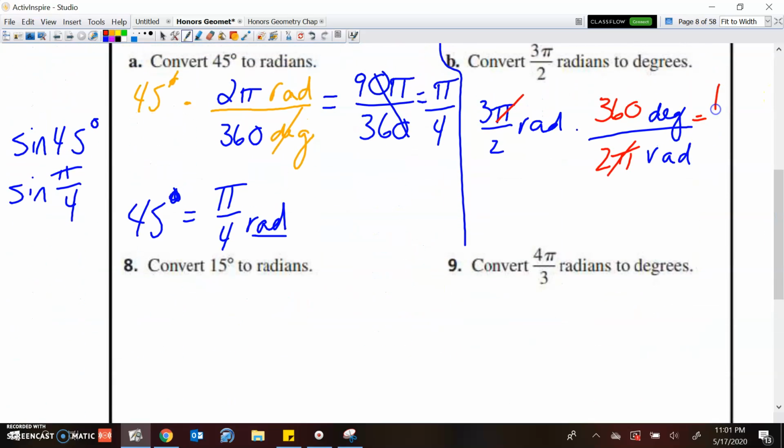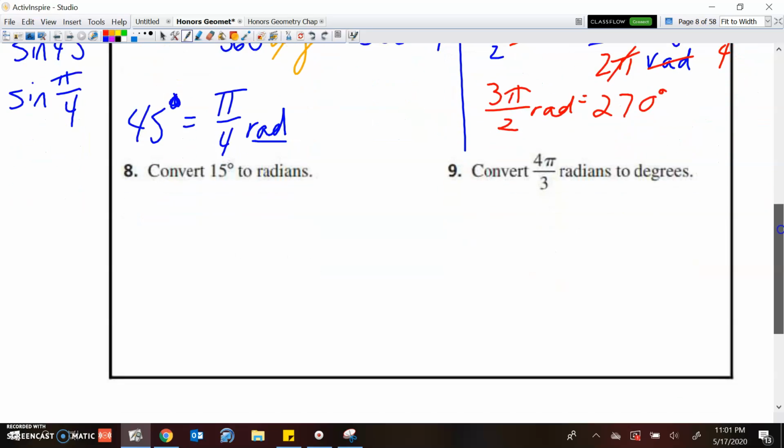Okay, so this gives me 1080 over 2 times 2 is 4. My radians cancel, so now 1080 divided by 4 gives me 270. So let me actually write it like this. I'm going to rewrite it and say that 3 pi over 2 radians, again make sure you label that, equals 270 degrees. They are equivalent values. Okay? All right, let's try another one.